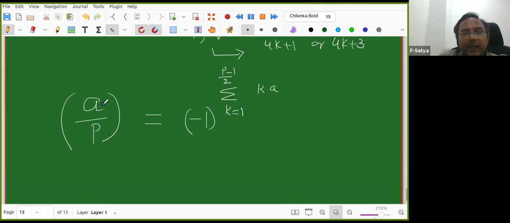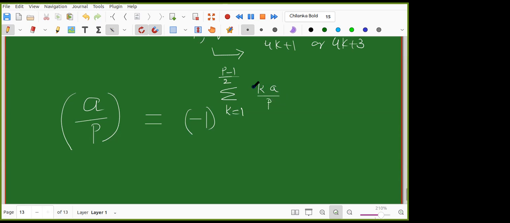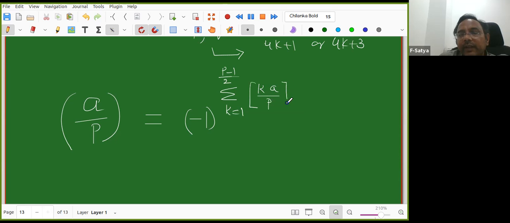P is given, A is given. I want to know whether A is a quadratic residue modulo P or not. K is changing from 1 to (P-1)/2. I'm multiplying K by A, like in Gauss, but now I'm dividing by P again, and taking the greatest integer function.